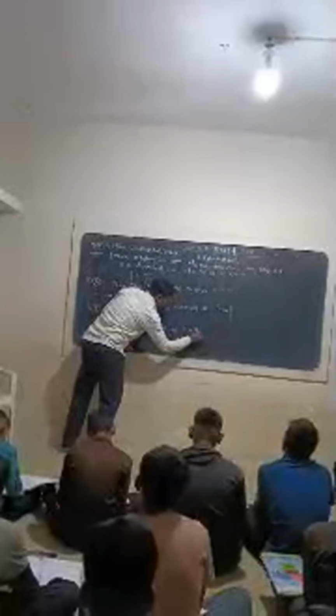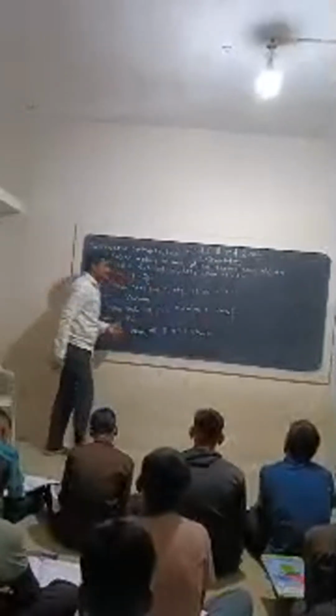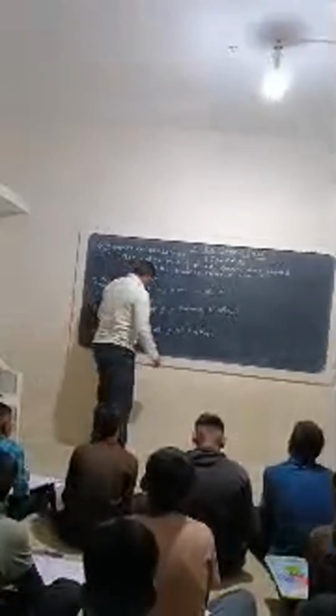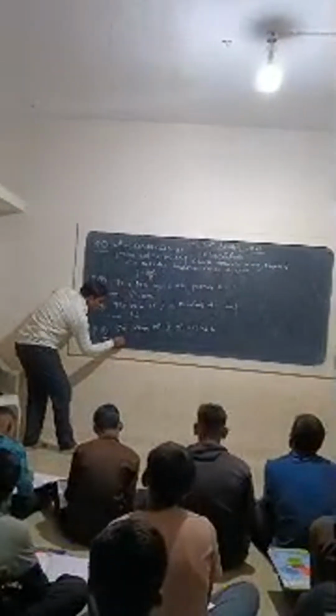Then the fourth important question is: the value of small g at the surface is. What is the value of small g at the surface? The answer is small g is equal to 9.8 meter per second square. This is the fourth important question.